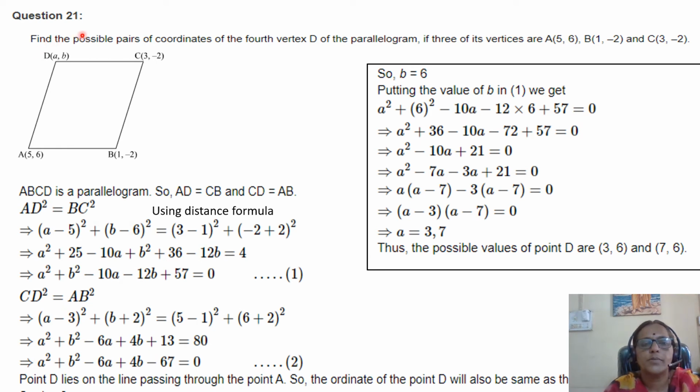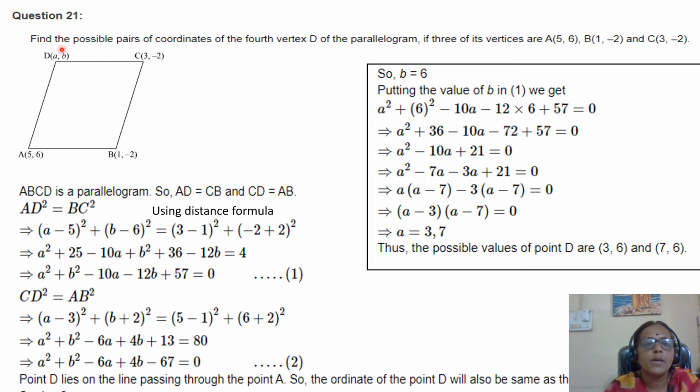Question number 21. Find the possible pairs of coordinates of the fourth vertex of the parallelogram if three vertices are A (5, 6), B (1, 2) and C (3, -2). So ABCD is a parallelogram. Then AD is equal to BC and AB is equal to CD. Apply this. Use the distance formula. AD square is equal to BC square.